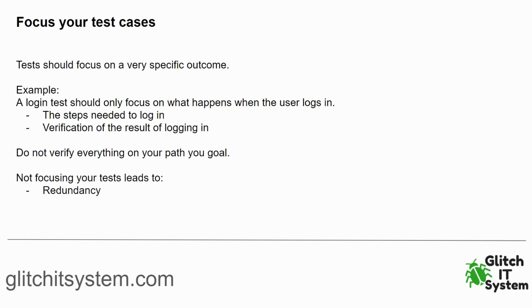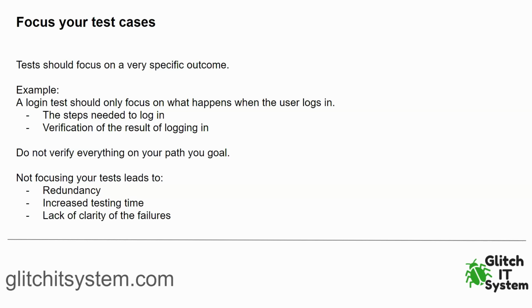Not focusing your test leads to redundancy. Why are you verifying the same thing 100 times? Imagine you have 100 test cases and 99 of them have to go through the same path to get to where the actual tested value is. Then you are re-verifying the same thing 99 times. You wouldn't do that if you were manually testing it, and there's no reason to do it if you're automating the test. It's a waste of time, it's a waste of code, so just don't do it. It also increases testing time, because every step takes a little time.